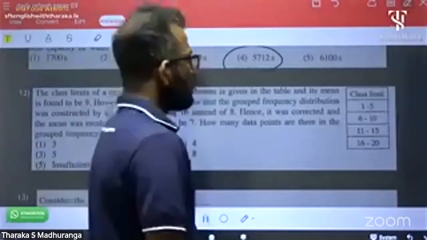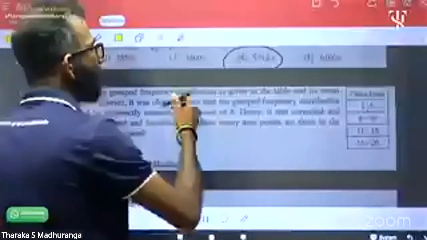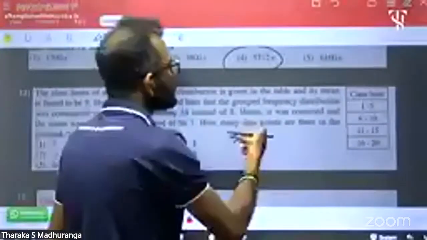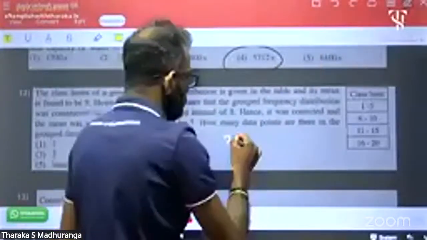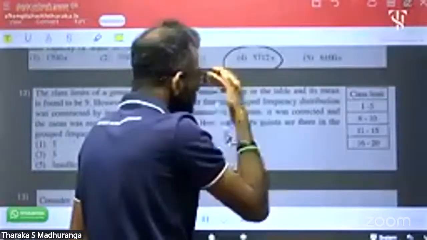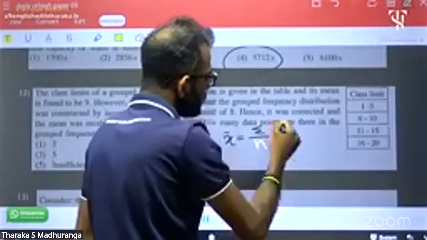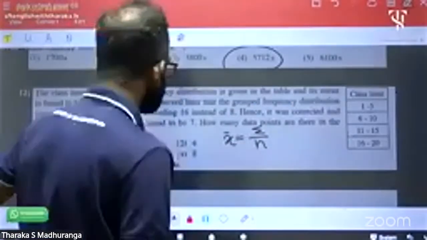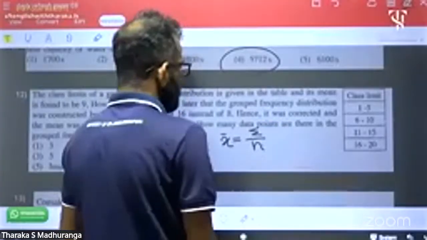Okay, now how do we calculate? Last Wednesday I explained that x bar, the mean, equals the summation sigma of the data divided by the number of data. Now the question asks what is n? What is n?